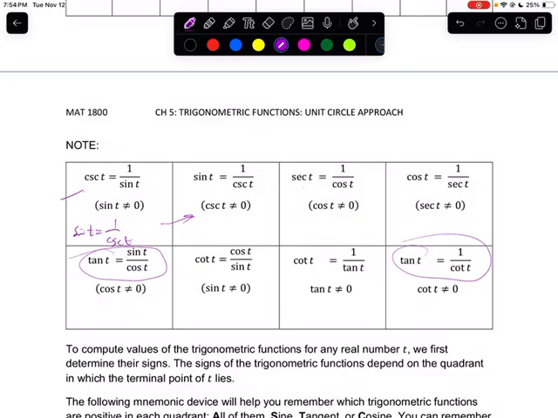And similarly, the cotangent has 2 definitions. One is that it is 1 over tangent t, it is the reciprocal of tangent, but also cotangent is cosine t over sine t. Okay, why? Because remember, cotangent t, earlier we defined it as x over y, and x is cosine and y is sine. So all these definitions are now mixed.